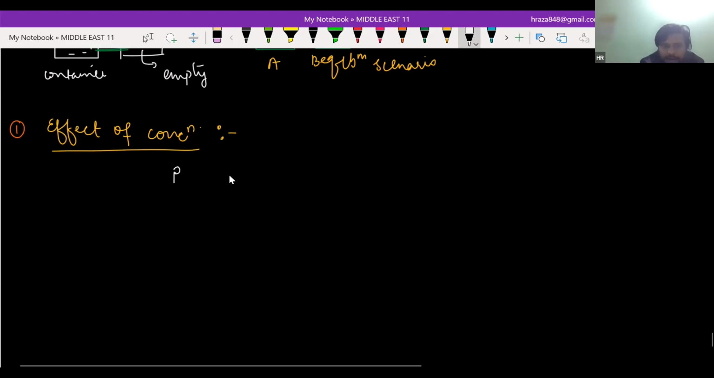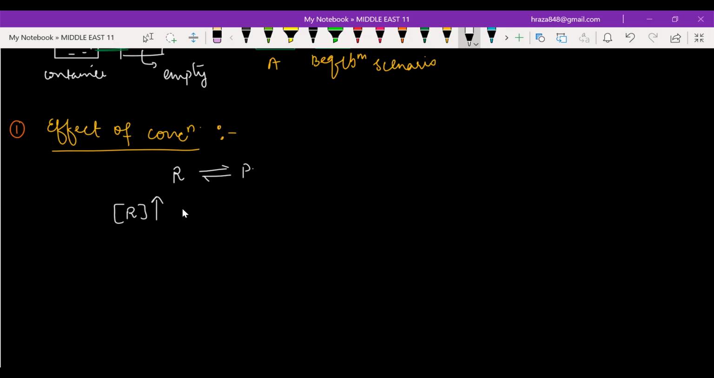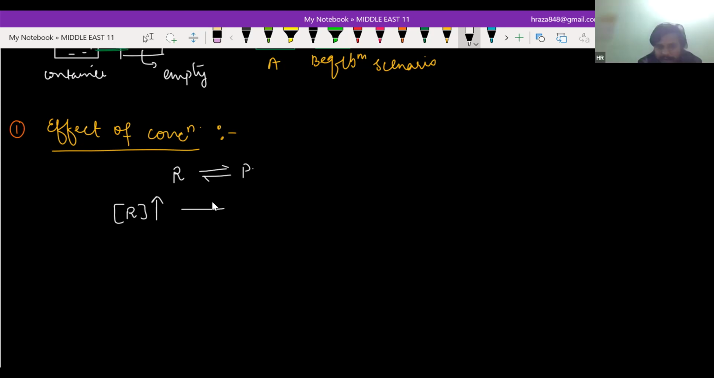This is a reaction in which a reactant is converting into product. Now, Saif, if I increase the concentration of reactant, in which direction will the reaction proceed? Right hand side or the left hand side? The product side. Product side, that means the right hand side. If you increase the concentration of reactant, it will move to the right hand side. Okay.